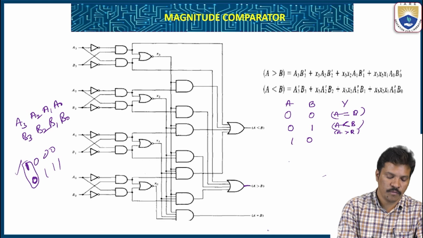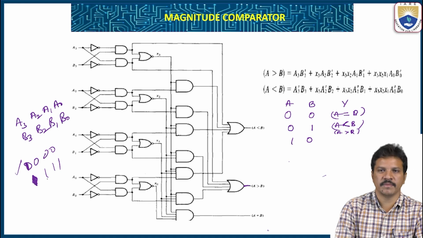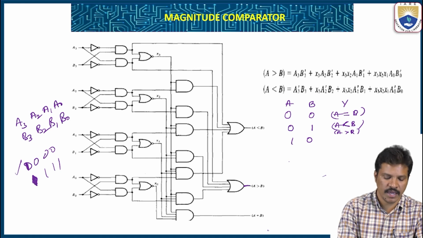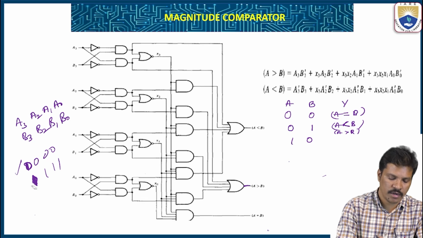Suppose, for example, A3 is 0 and B3 is 1 in the MSB bit, then we can decide that A is less than B. But what happens if both are equal? If both MSB bits are equal, then check with the next one.